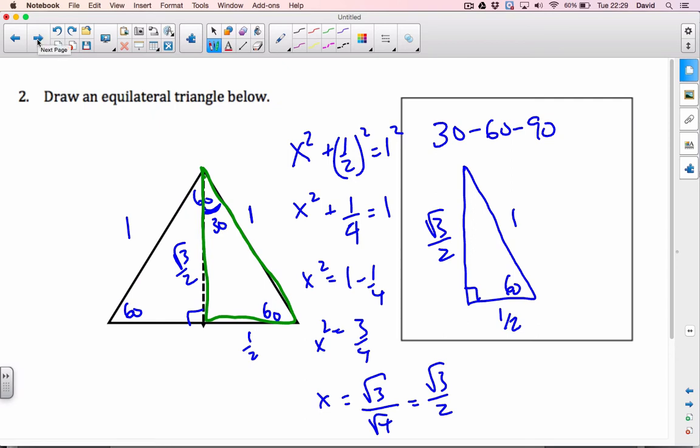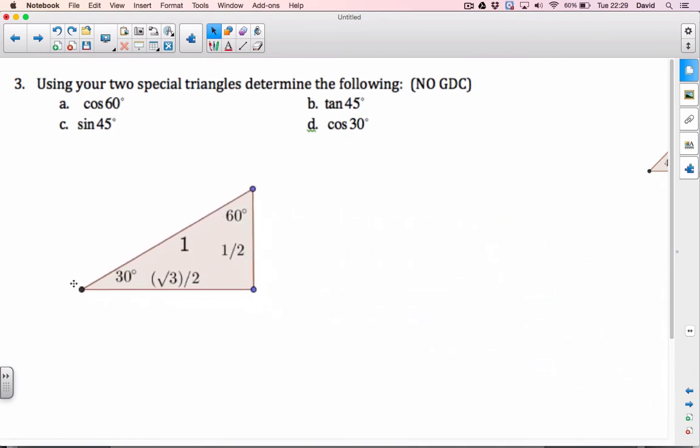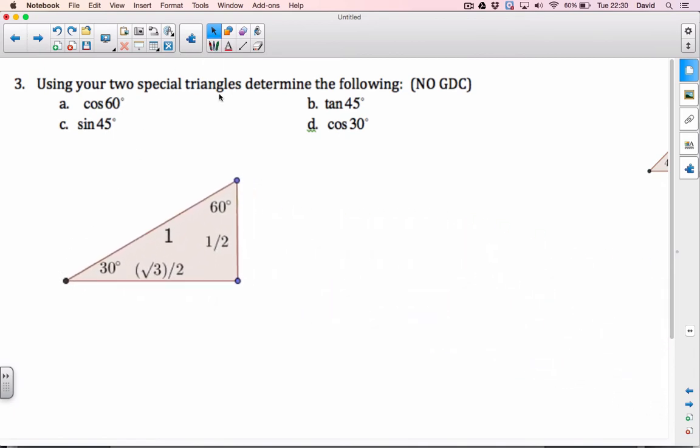Let's try some examples that use these special triangles now. Using your two special triangles, determine the following, no GDC allowed. I want to find the cosine of 60 degrees. Well, if I take a look at my special triangles, here is that triangle. It's a right triangle. Here is 60 degrees.